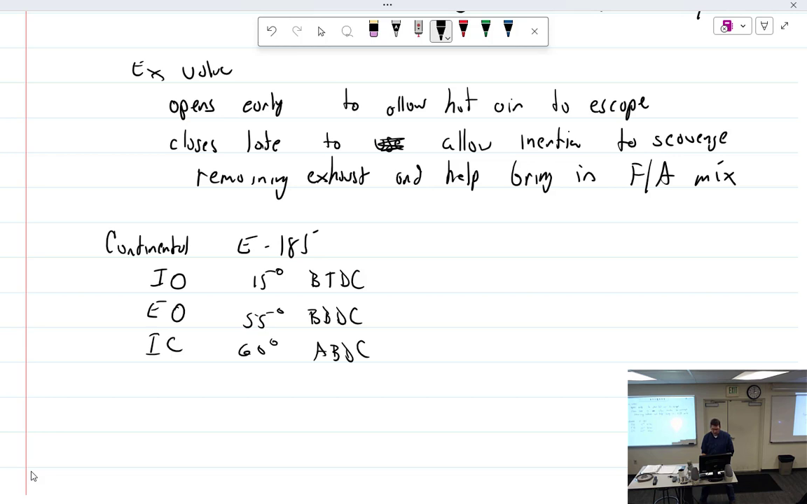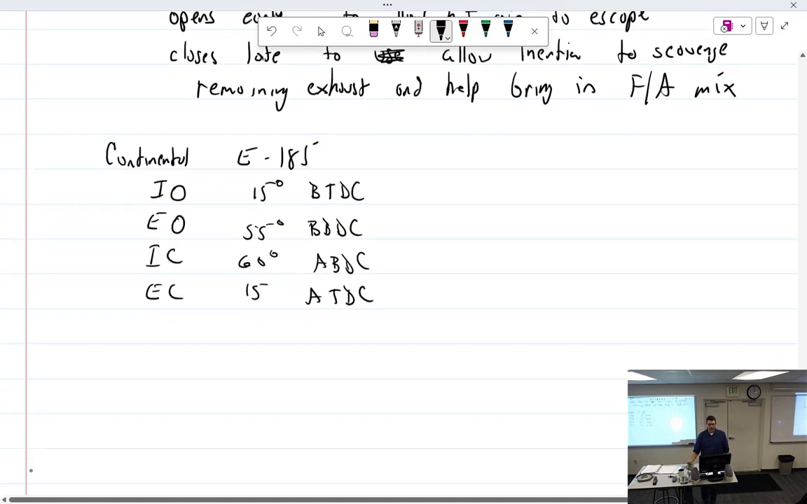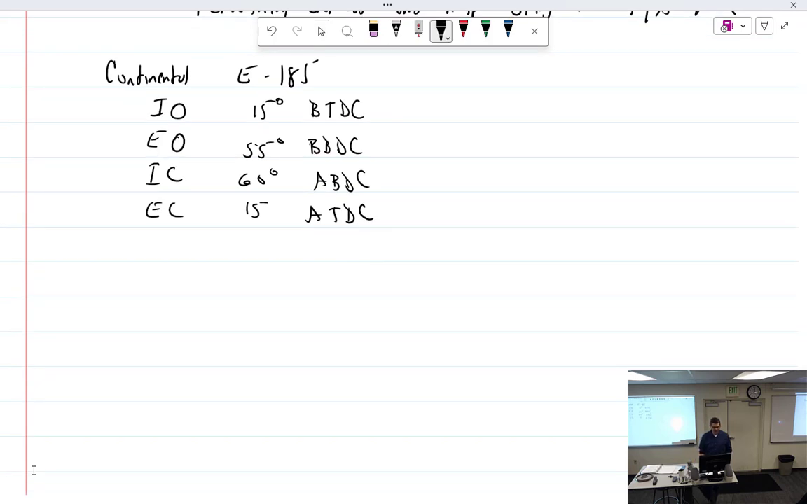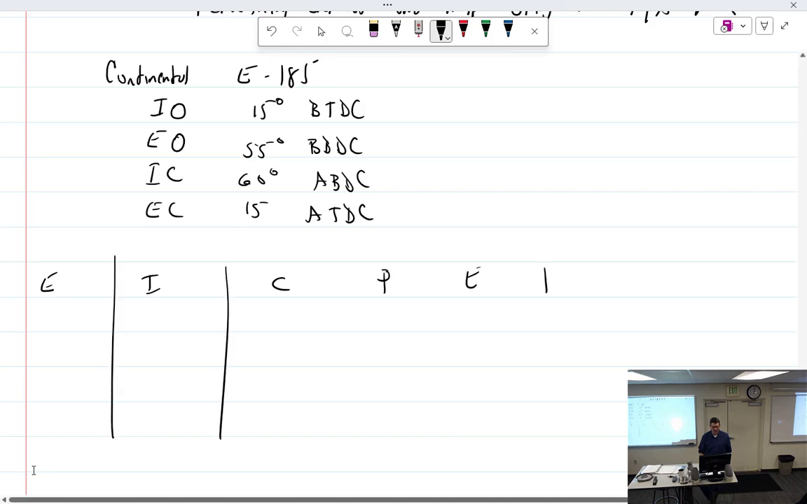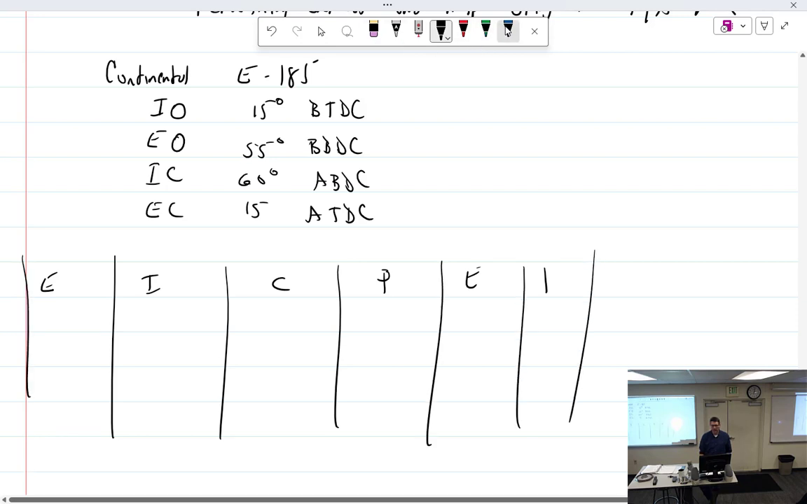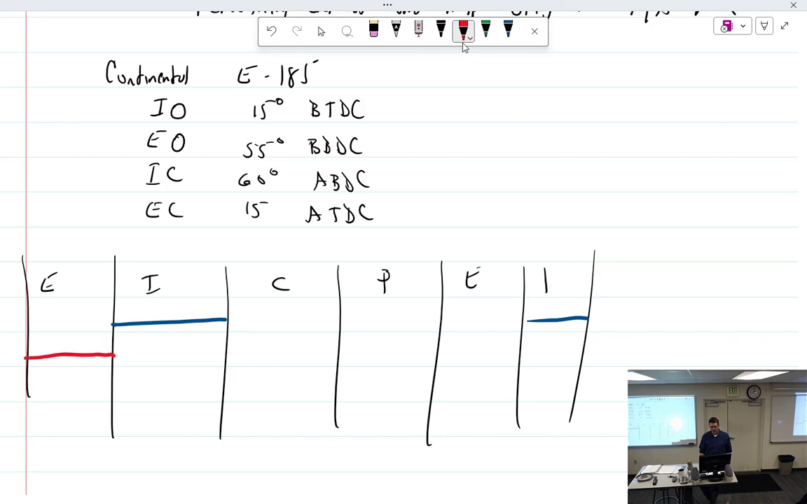Hopefully those initials are correct. All right, so drawing out the little grid, we can do exhaust, intake, compression, power, exhaust, intake. And we know that the intake had better be open through the intake, right? And the exhaust is going to be open through the exhaust stroke, because we just know that. And now we can look at this. The IO, which stands for? Intake opens.